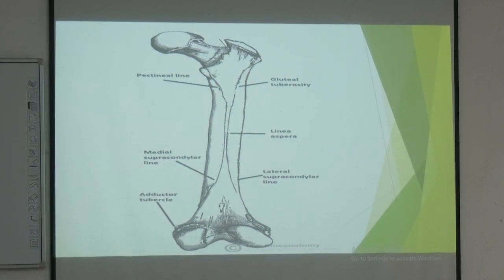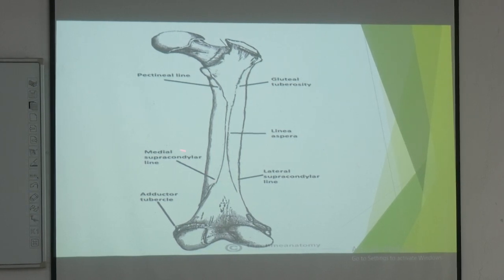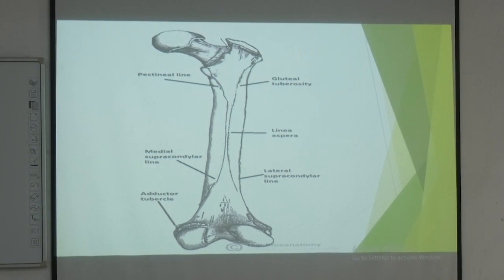Now this is the upper end. If you follow this linea aspera down, you see that it is fanning out at the lower part and joining with a line known as the medial supracondylar line on the medial side and the lateral supracondylar line on the lateral side, and then disappearing.